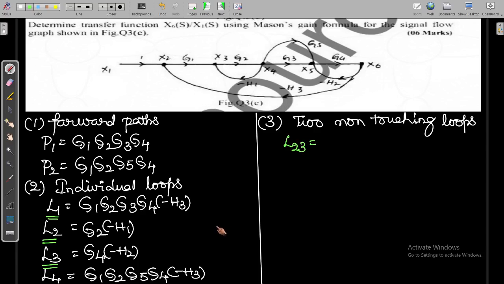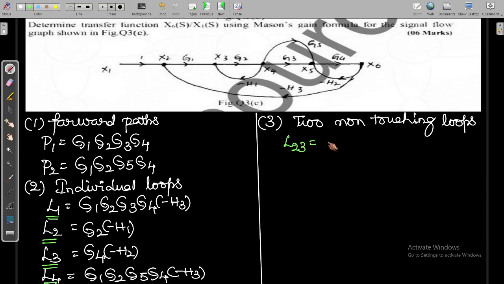Okay. Next, is there anything? L23 and L24 also have a common node here, so you can't take them. Next, L34 is also having a common node. So you are having only one non-touching loop, that is L23.